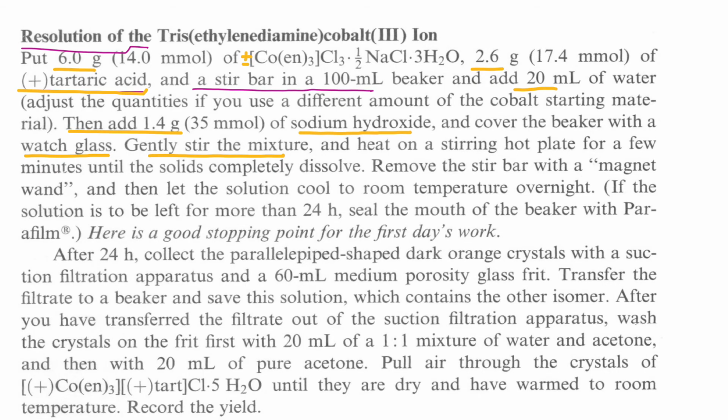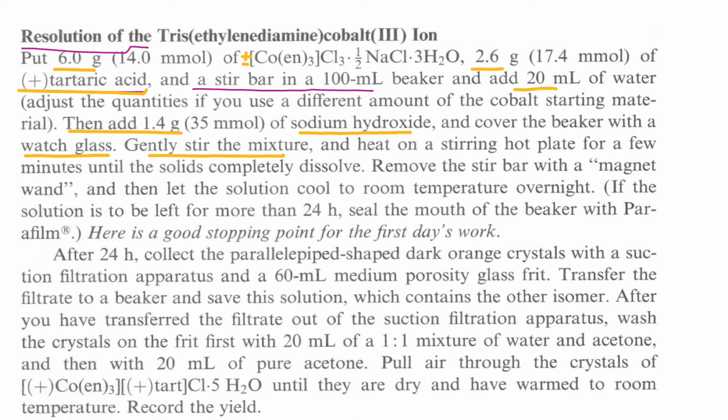Now, the resolution of cobalt ethylene diamine experimentally: you add 6 grams, or the amount you have, of cobalt ethylene diamine. If you have less than the amount here, you make a ratio. How much tartaric acid do you add? 2.6 grams of tartaric acid to each 6 grams of complex, and you put the stirring bar in a 100 ml beaker, and you add 20 ml water and adjust the quantities for the amount of cobalt.